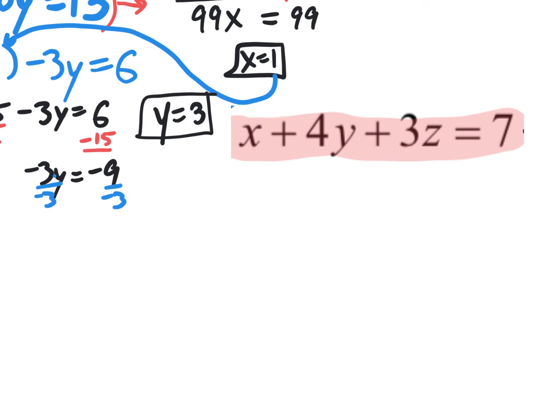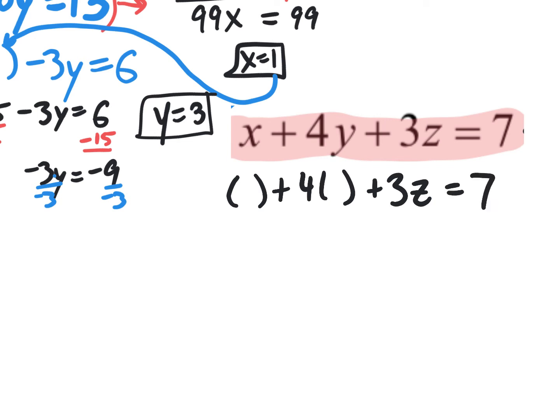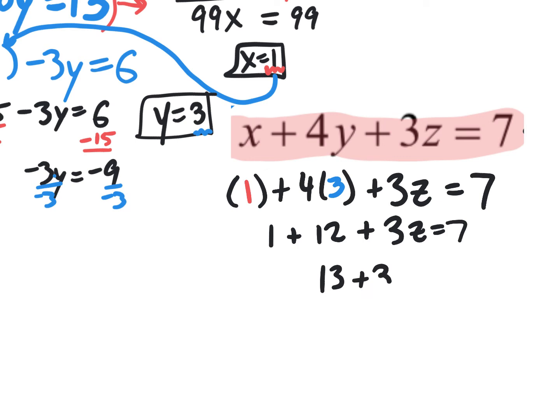So check it out. I'm going to rewrite it. X plus 4y plus 3z. We don't know what z is, so I'm not going to put parentheses on z, equals 7. So we know that the x value is 1. We put that in. We know that the y value is 3. Put that in. And now we're going to do some math. What we have here is 1 plus 12 plus 3z equals 7. Of course, 1 plus 12 is 13, so I'm just going to rewrite it. 13 plus 3z equals 7.